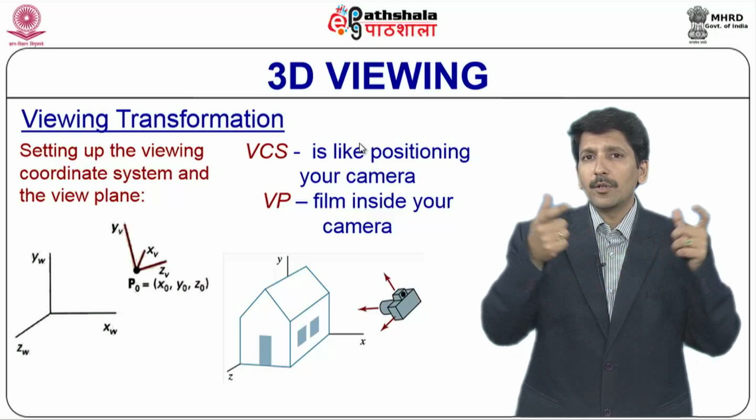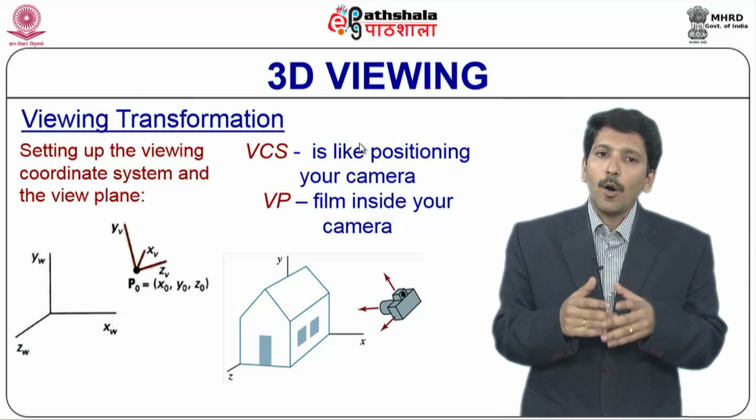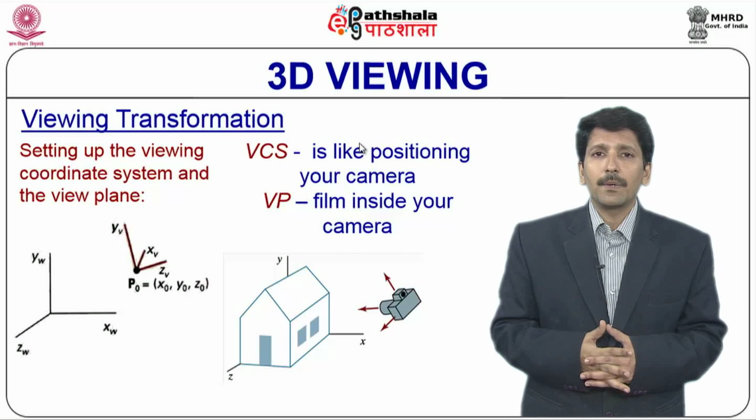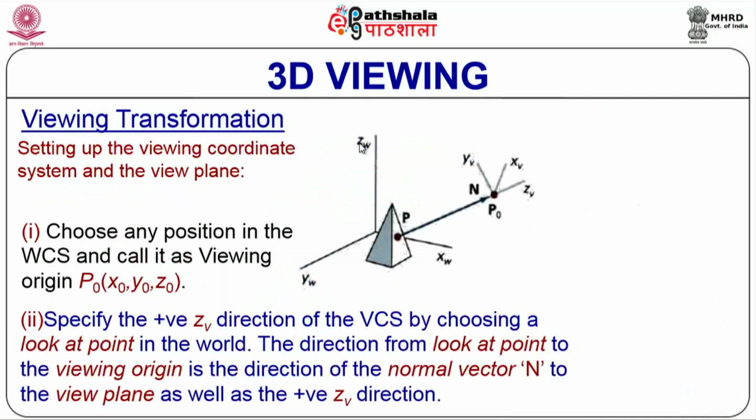Now from that position we need to create 3 mutually perpendicular directions. And how we are going to create these 3 mutually perpendicular directions is the crux of setting up the viewing transformation. So the first step is to consider a position in space called P0. P0 is the origin for the viewing coordinate system. The next step is to identify the z direction of the viewing coordinate system.